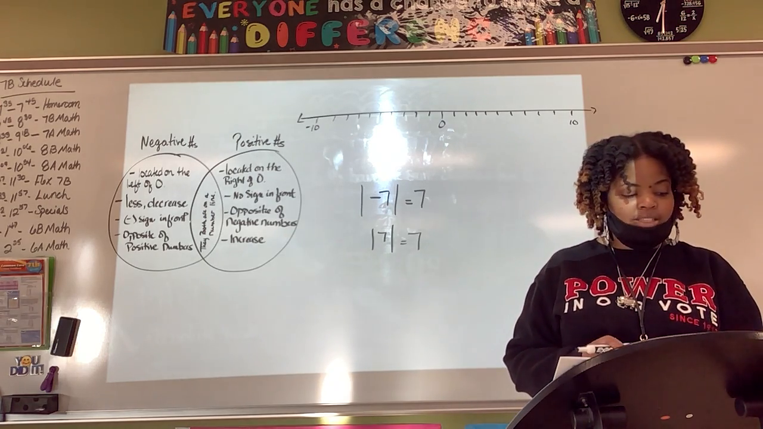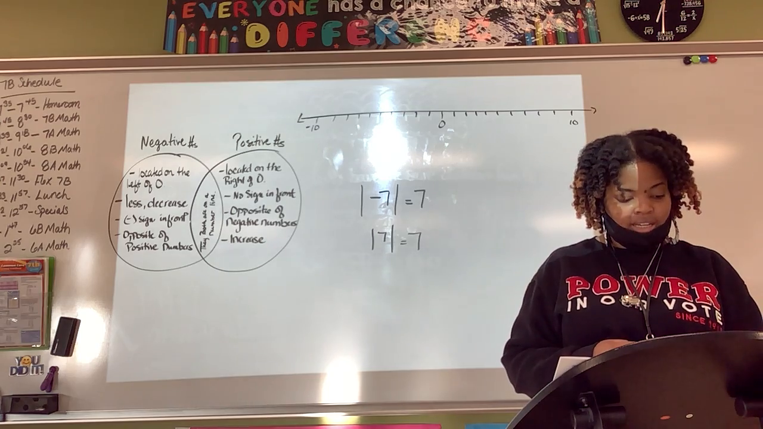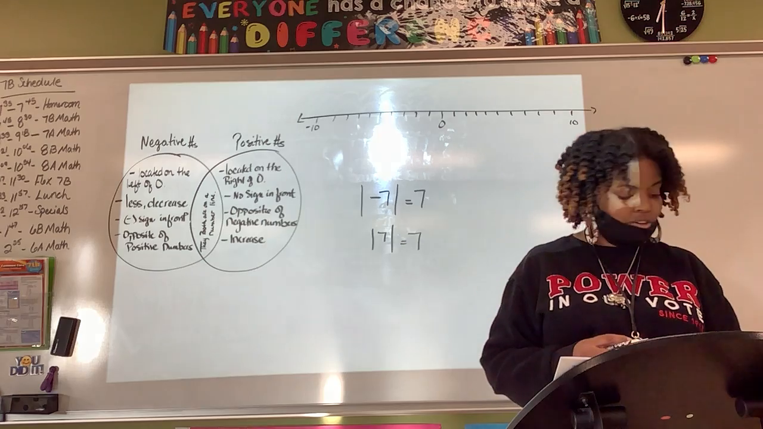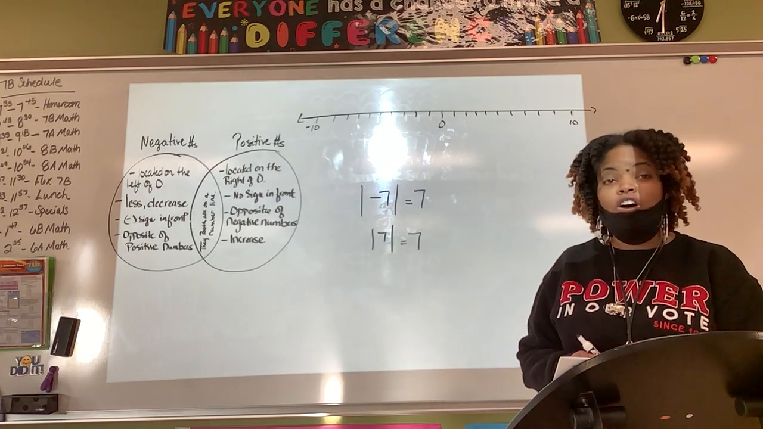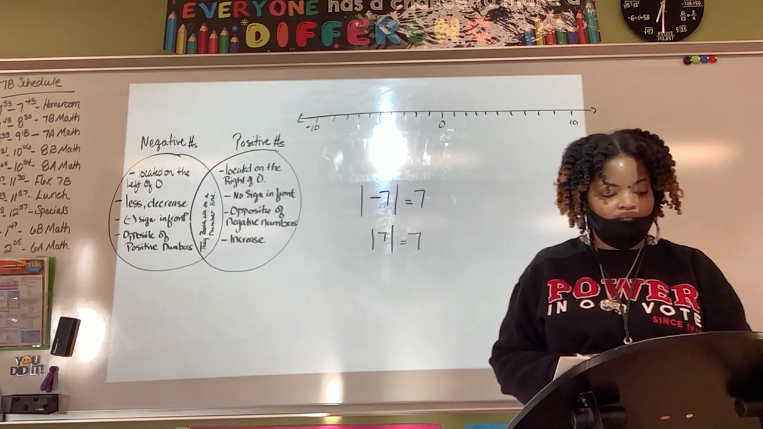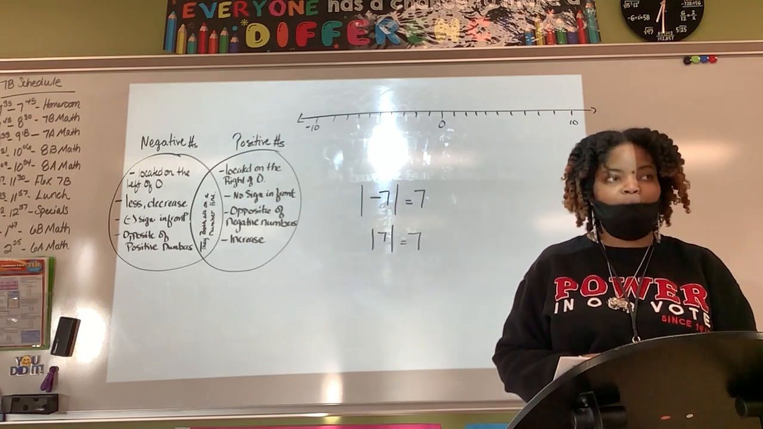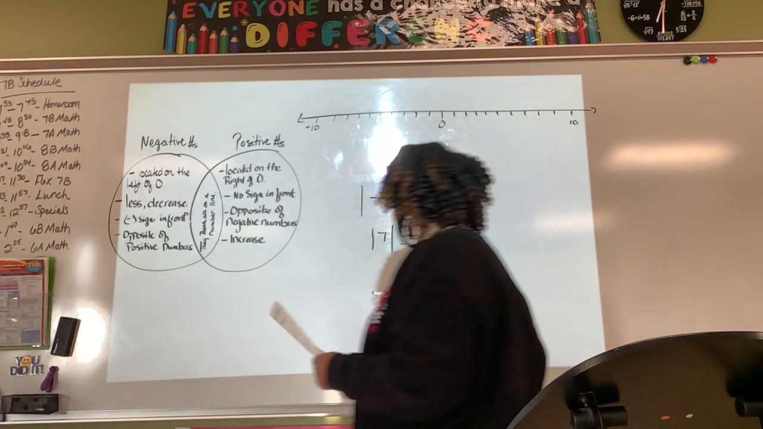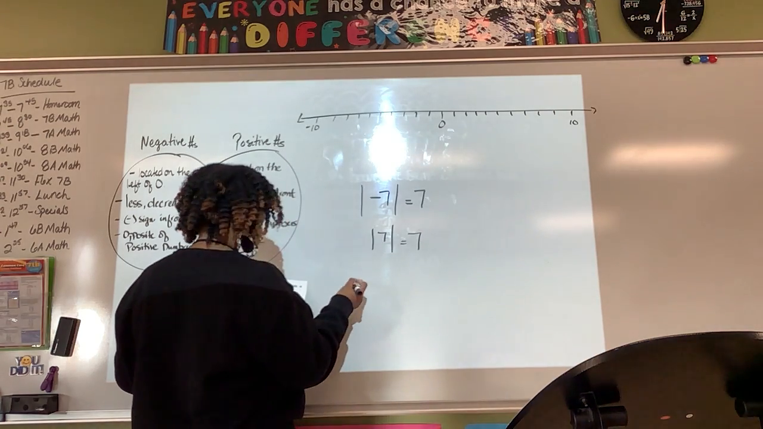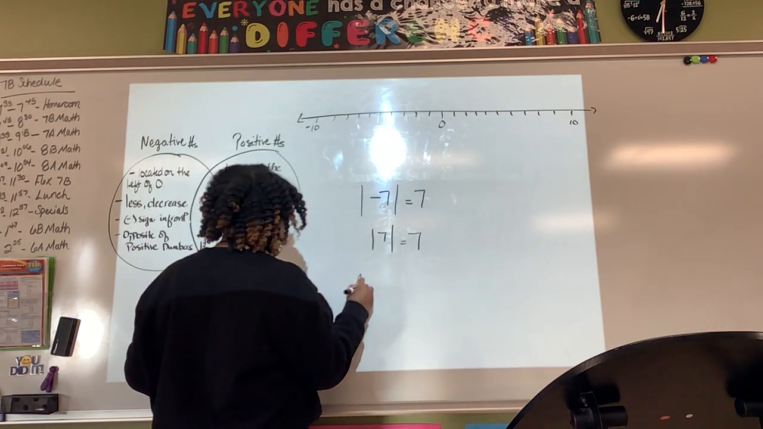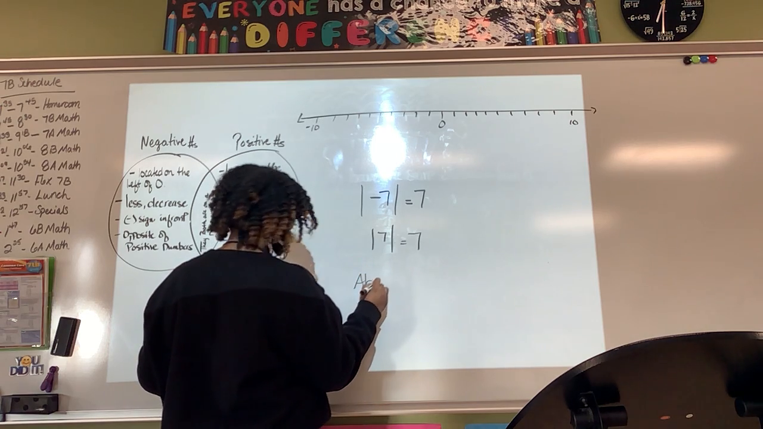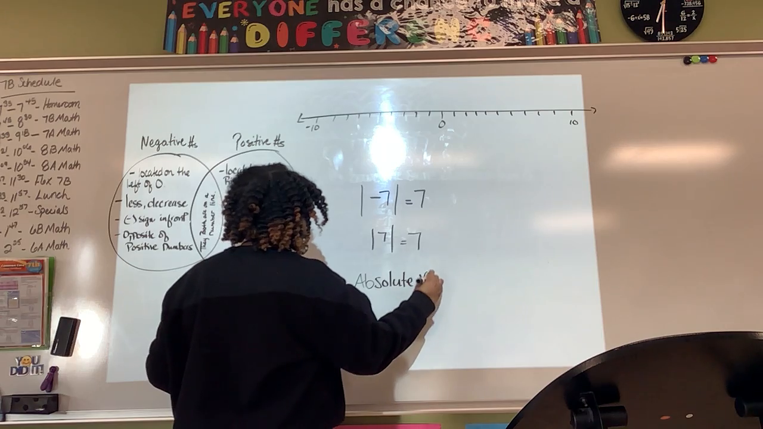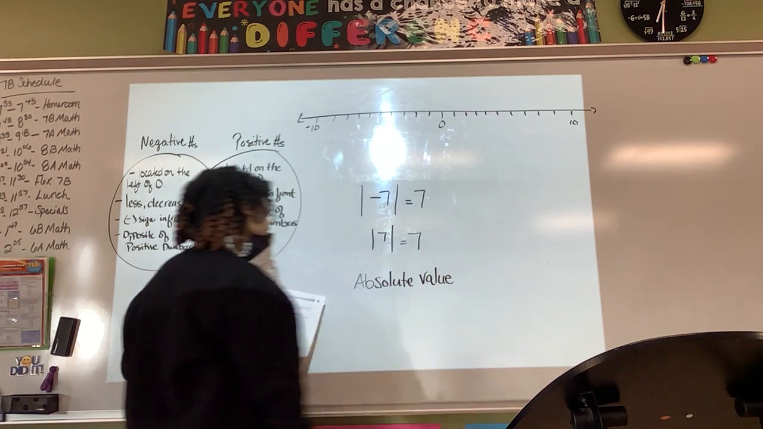What do we call the distance between a number and 0 on the number line? Absolute value, correct. And if we don't know how to write it, I will write it for you. A, B. Absolute value.